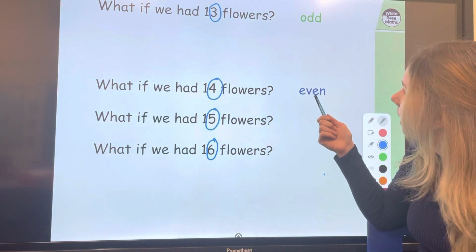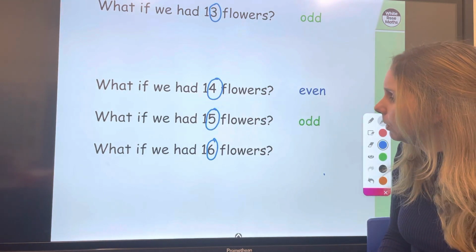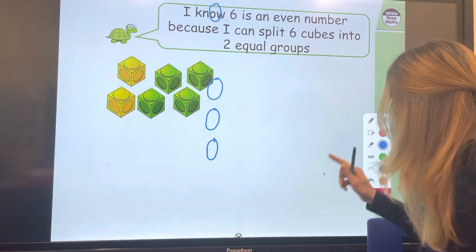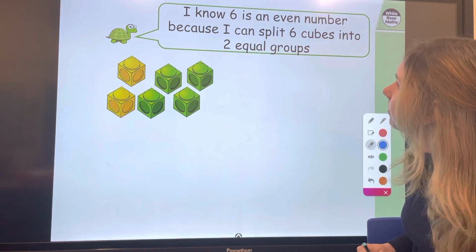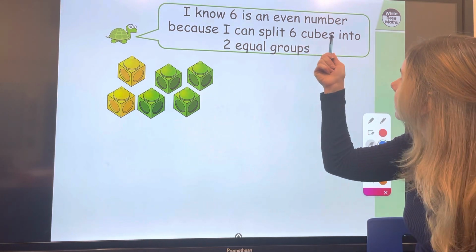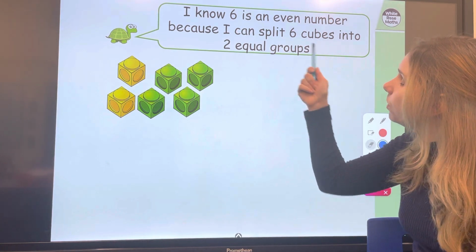Let's have a look then. Even, we were right. 15, odd, we were correct. 16, even, we were correct again. Have a quick look at this one. I know 6 is an even number because I can split 6 cubes into 2 equal groups.